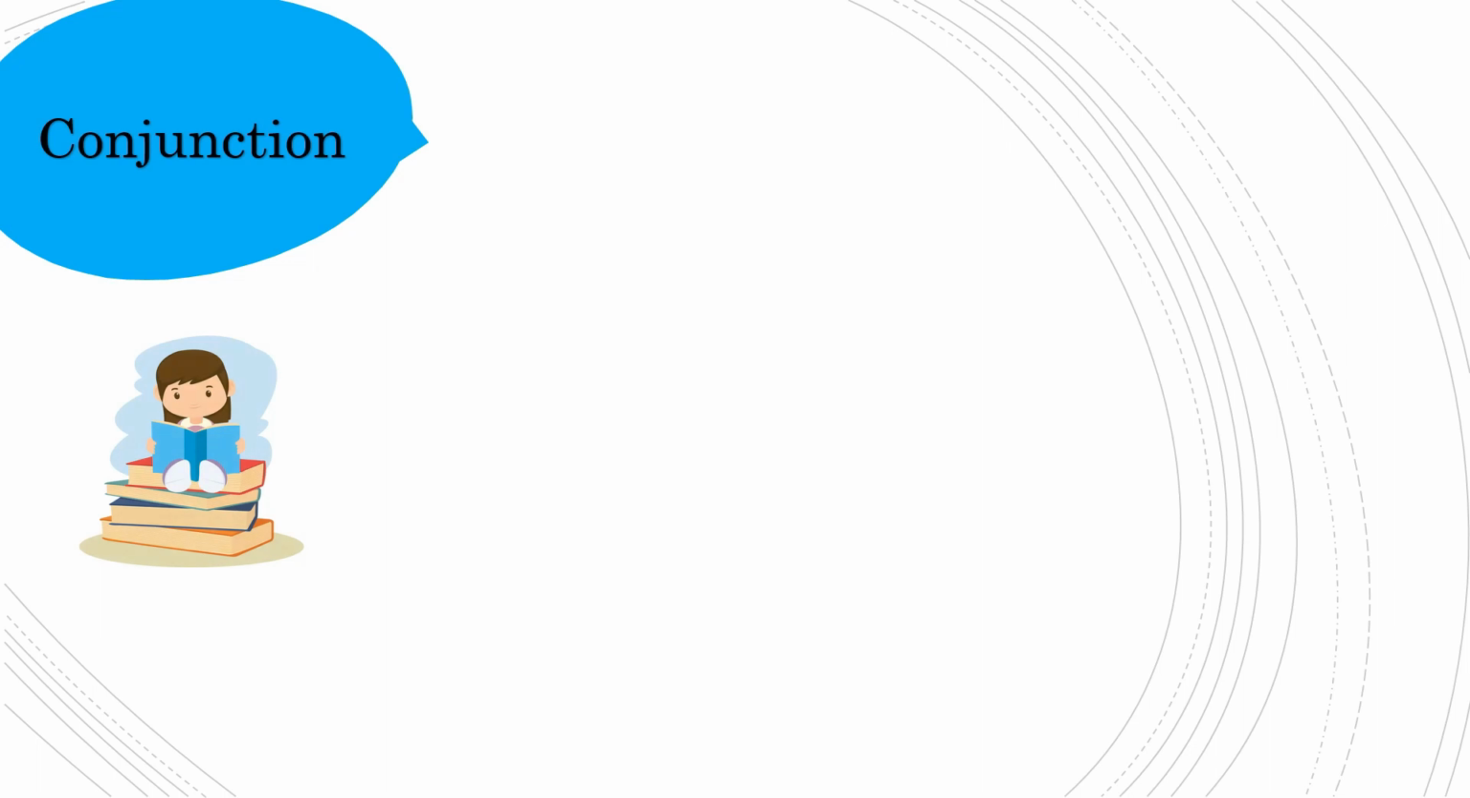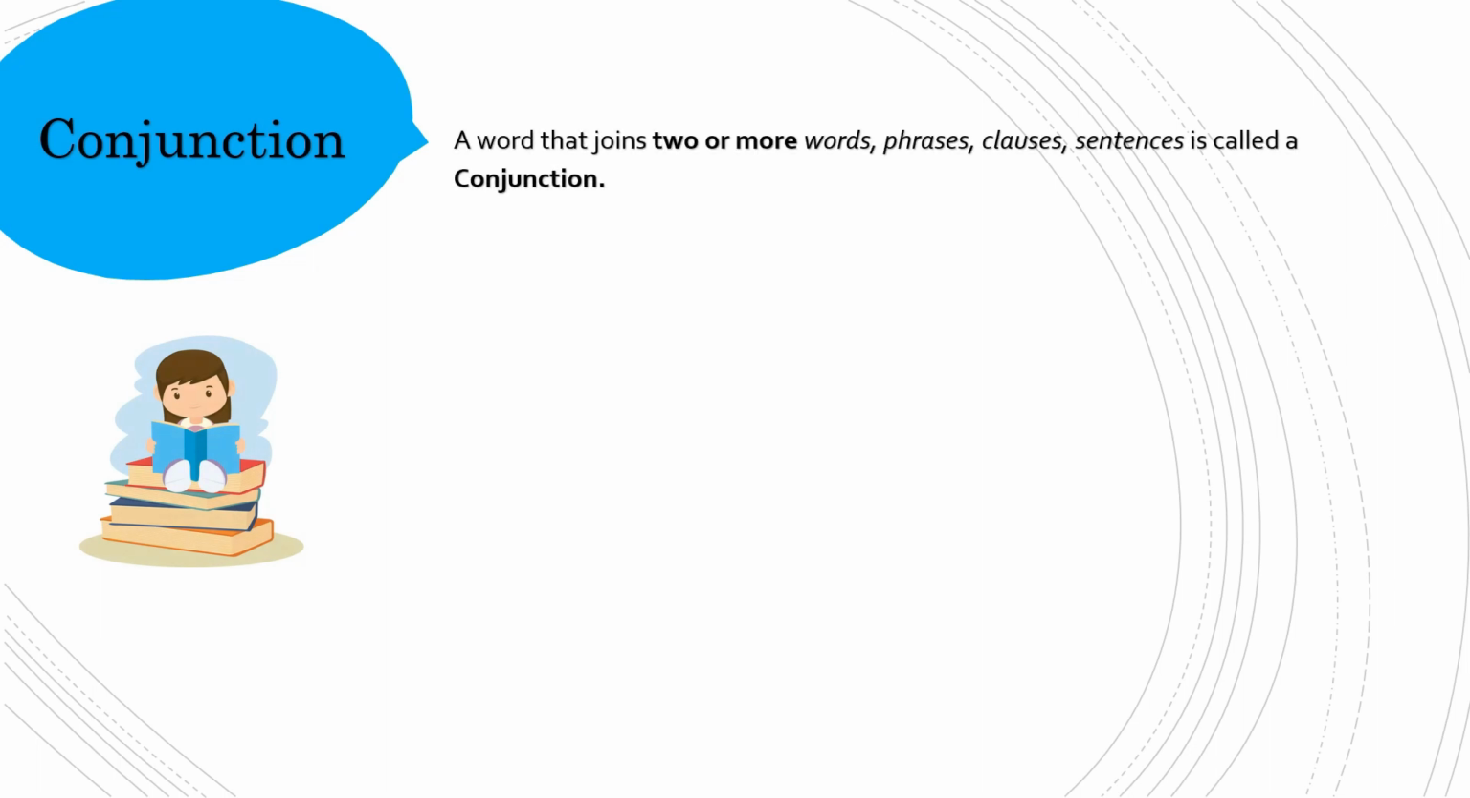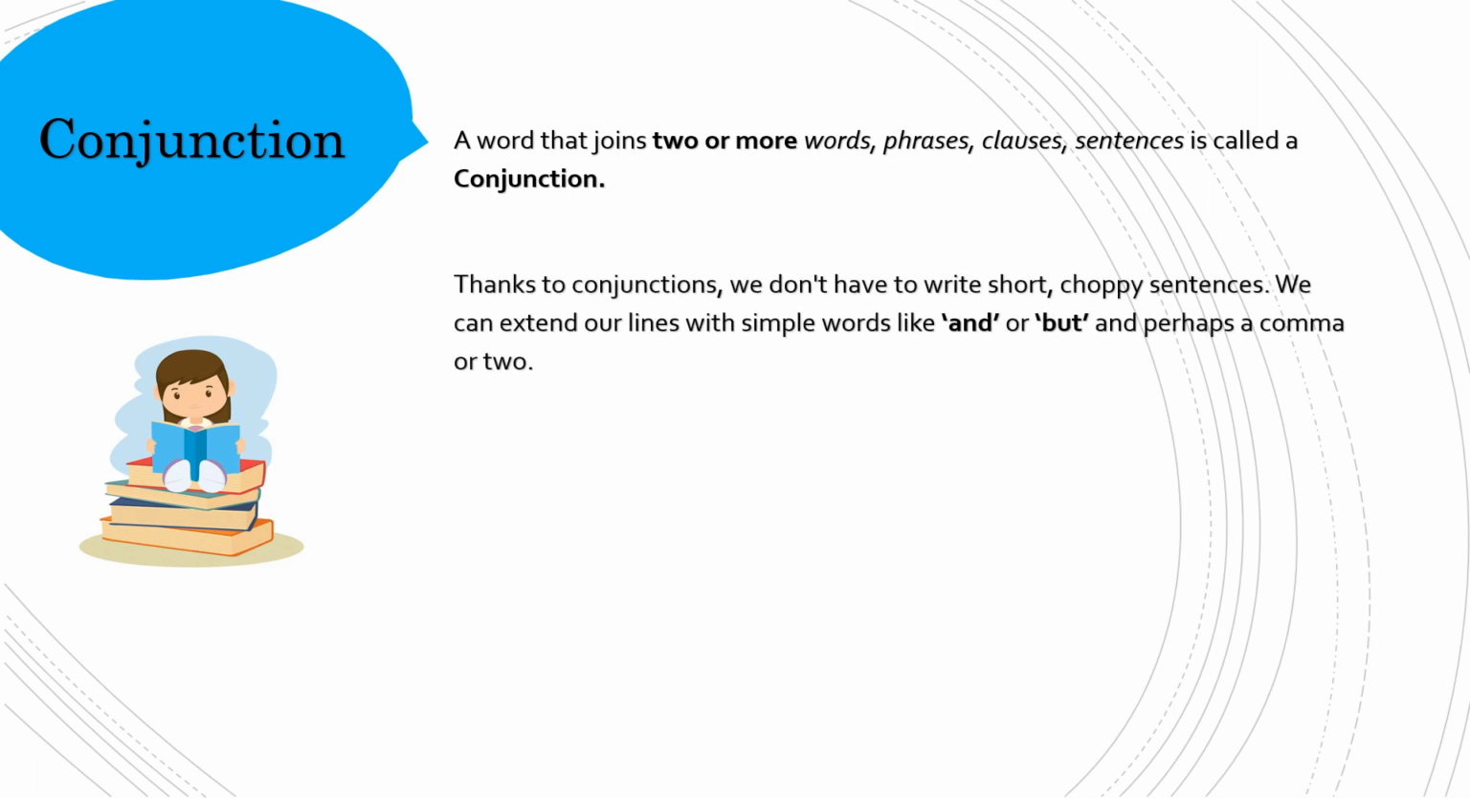Conjunction. A word that joins two or more words, phrases, clauses, sentences is called a conjunction. Thanks to conjunctions, we don't have to write short, choppy sentences. We can extend our lines with simple words like and or but, and perhaps a comma or two.